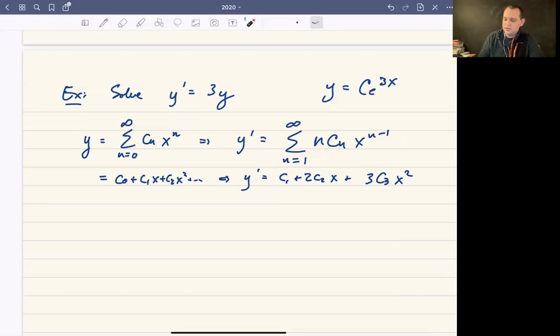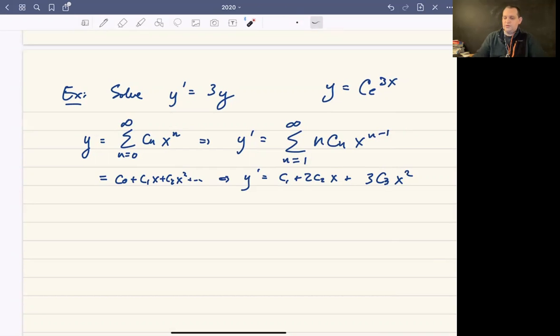Also just notice that all we really did is differentiate term by term. The derivative of x to the n is n x to the n minus 1. The c sub n just hangs out because it's constant with respect to x. And then our index increased by 1 because the first term was a constant, so we don't need to include it, although you can. It's the same sum starting at 0 or 1.